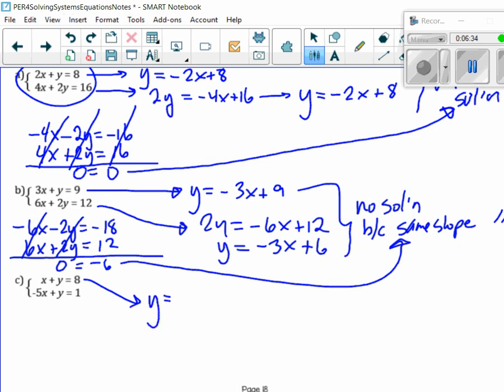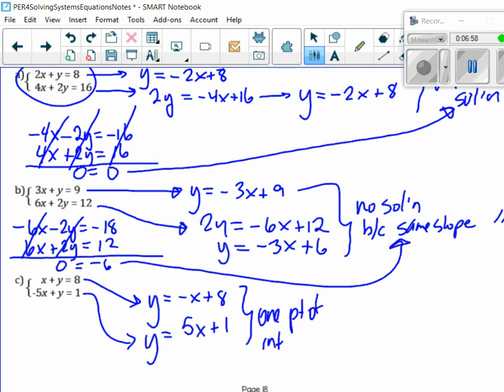Y equals negative x plus 8. And then this one, y equals positive 5x plus 1. So what happens here? How many solutions would I get? One solution. One point of intersection, right? So one solution. Okay, so let's solve this.